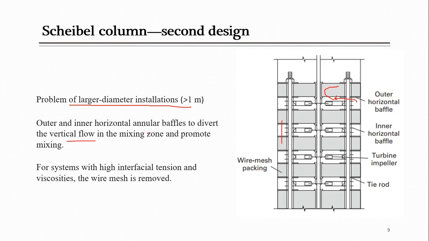This column can be turned into a simple column with rotating elements if we just remove these meshes. When we saw these systems, we said that they are used to improve mass transfer and facilitate us, but if they are creating trouble, like when the interfacial tension between the liquids is very high, as well as viscosities, they will be providing more resistance inside the column. So in order to avoid that resistance, they can be removed from this Scheibel column.